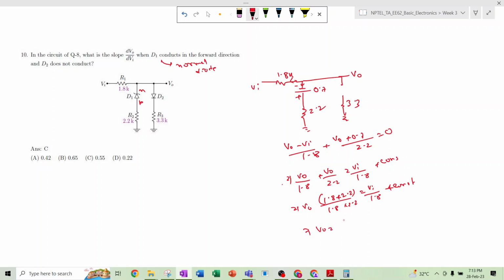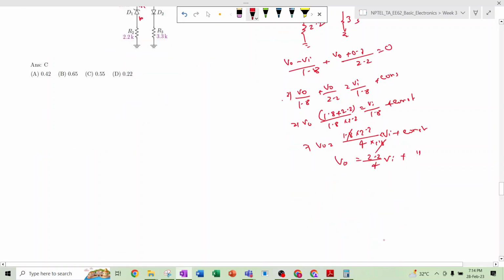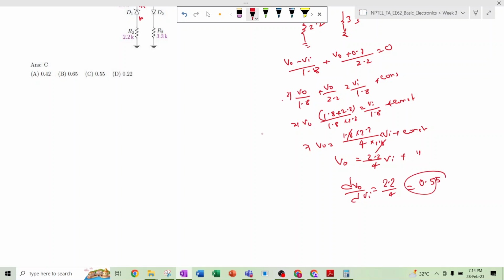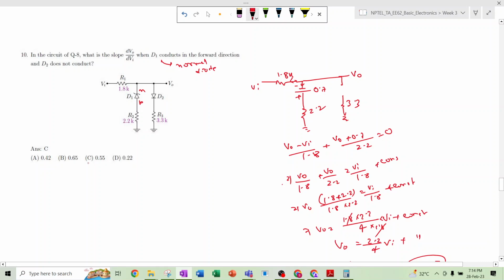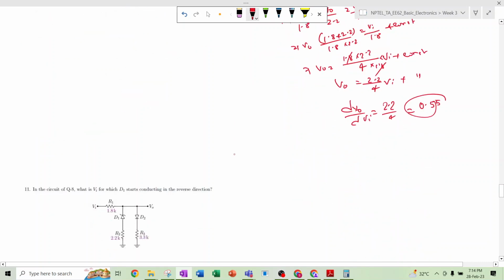So VO is 1.8 into 2.2 over 1.8 plus 2.2, which comes out as 4, into Vi plus some constant, right? So sorry, here the 1.8 cancels out, so 2.2 by 4 Vi plus some constant is VO. So dVO by dVi is 2.2 by 4, that means 0.55. So the correct answer will be 0.55, answer C. Okay.